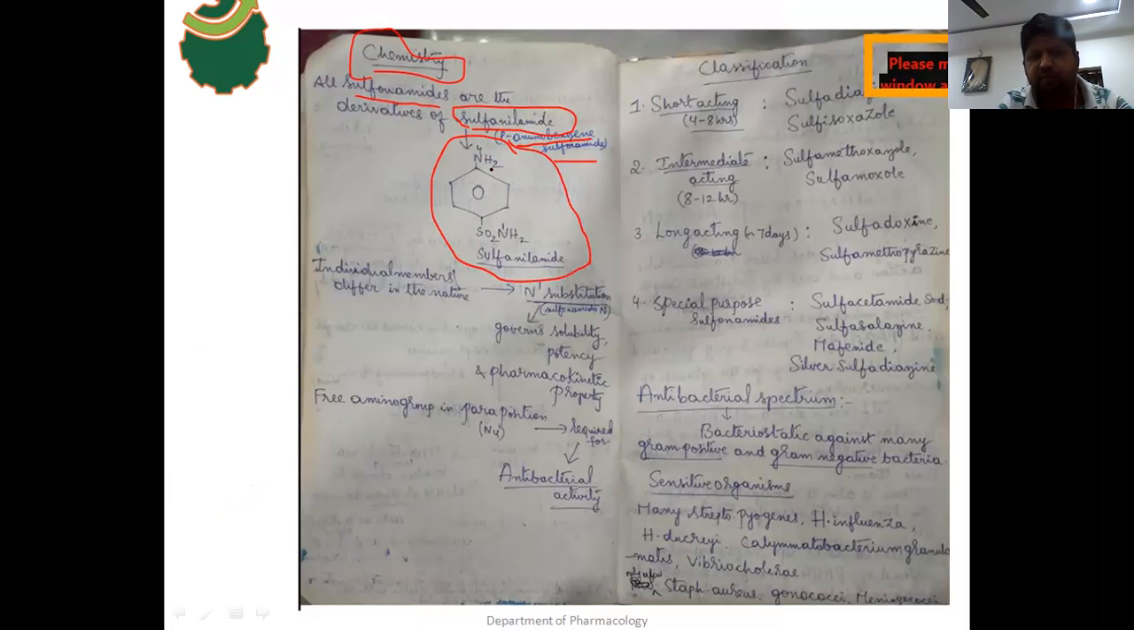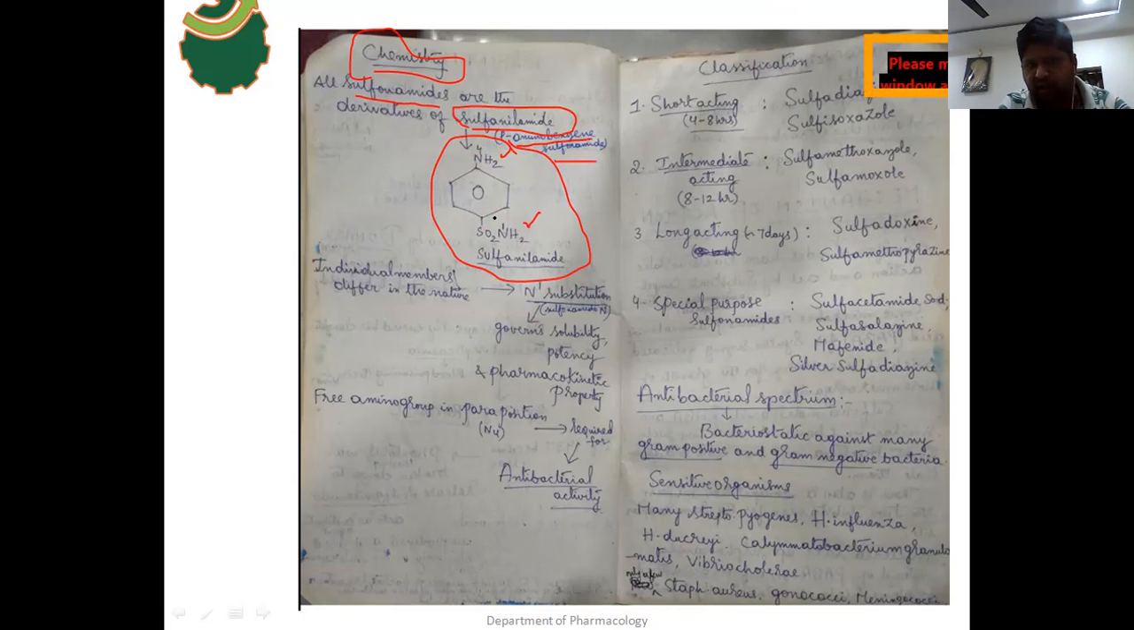At the para position you have the NH2 group, and here is the sulfonamido moiety, SO2NH2. Here the individual members will be different in nature. If you do substitutions at both the sulfonamido position and here at the para position, the nature of the drug will change.